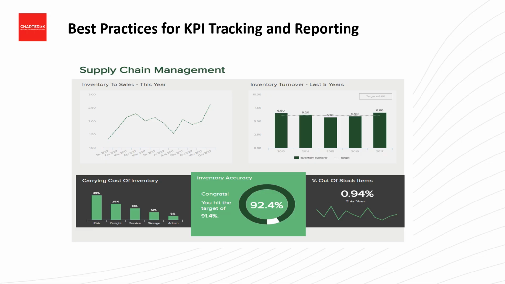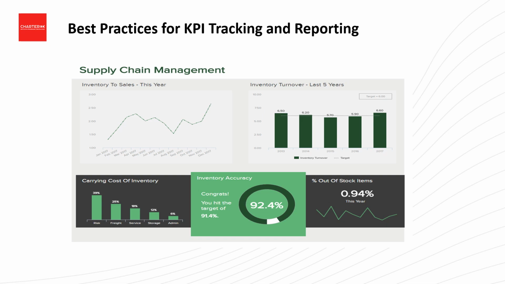Lastly, regular review and analysis. Regularly reviewing and analyzing KPIs is essential to enable the identification of trends, patterns, and areas for improvement. Thus, as a supply chain professional, we need to conduct periodic reviews of KPI performance so that we are able to compare actual results against targets and benchmarks. This would easily allow the analysis of the root causes of performance gaps and enable you to take proactive measures to address them.